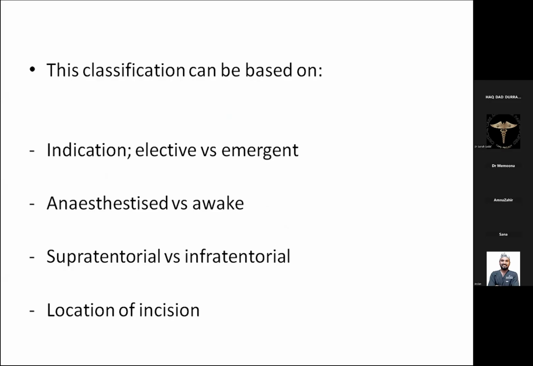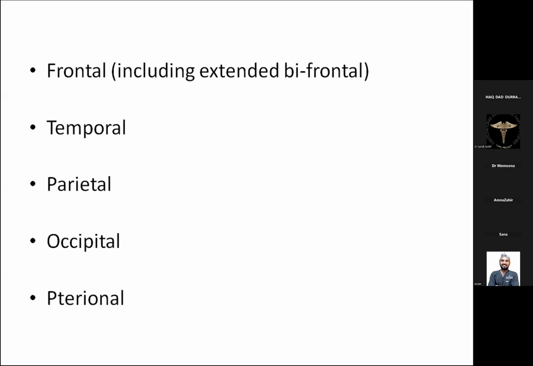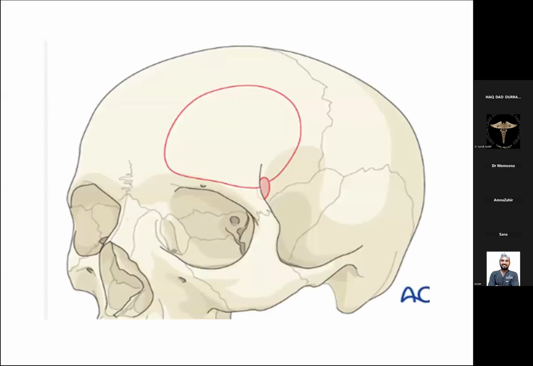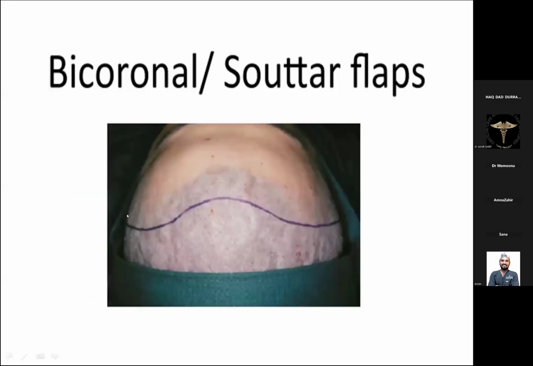Talking about the location of incision first, there are a few incision types that the neurosurgeons make depending upon the underlying pathology. This picture shows the area to access the frontal lobes. And if both the frontal lobes are to be accessed, then a bicoronal or a bifrontal approach is used.